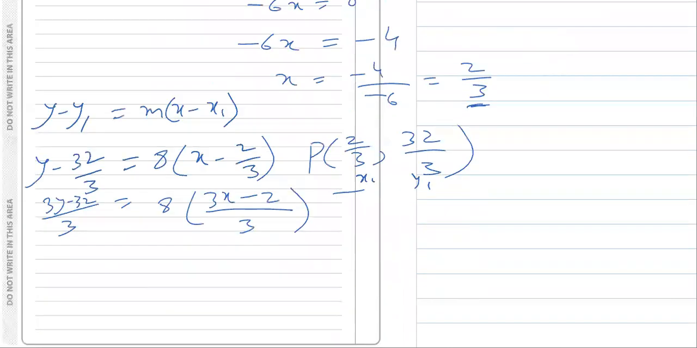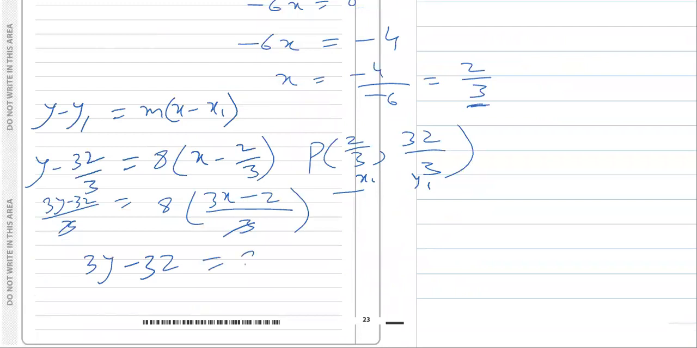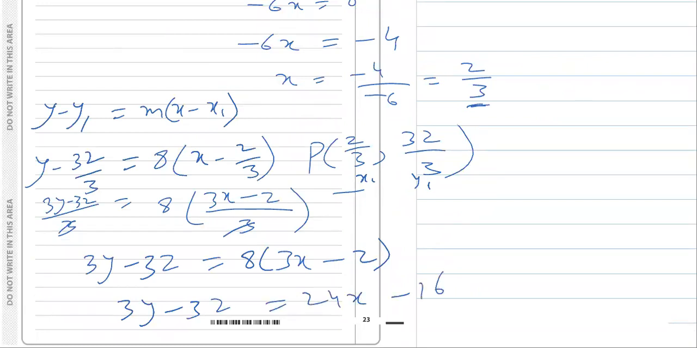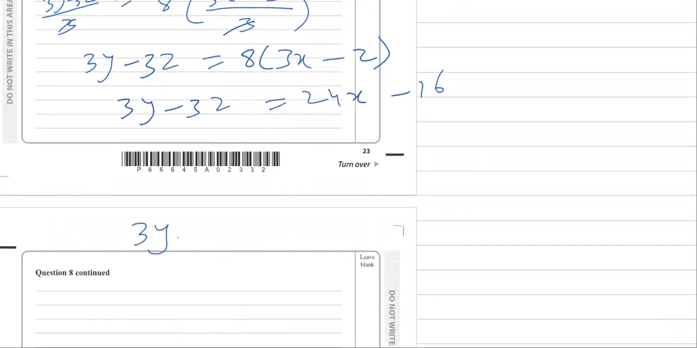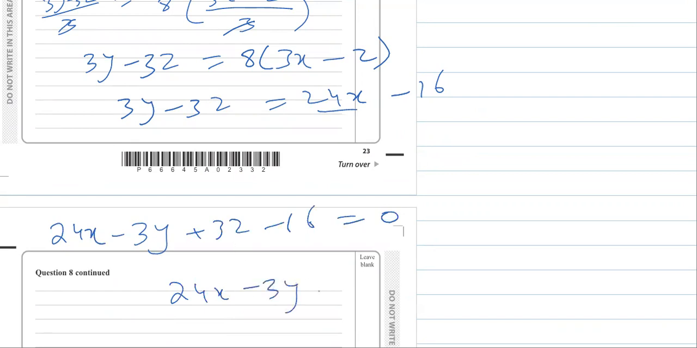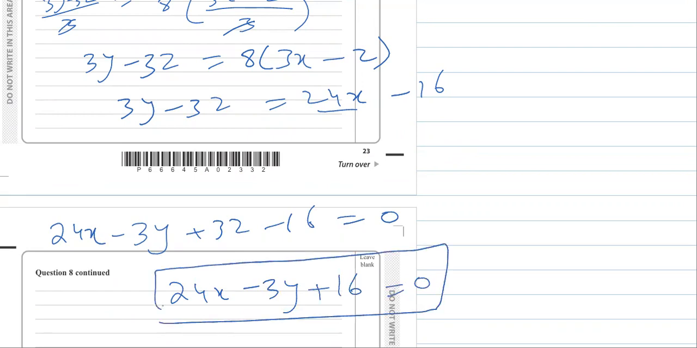And this 3 can cancel from both sides. We will have 3y minus 32 equals 8 into 3x minus 2. So 3y minus 32 will be equal to 24x minus 16. Now simplify this one. Take 3y to the other side, okay? So 24x minus 3y plus 32 minus 16 equals 0. You will have now 24x minus 3y plus 16 equals 0. So that is the required equation of the line that we want to find.